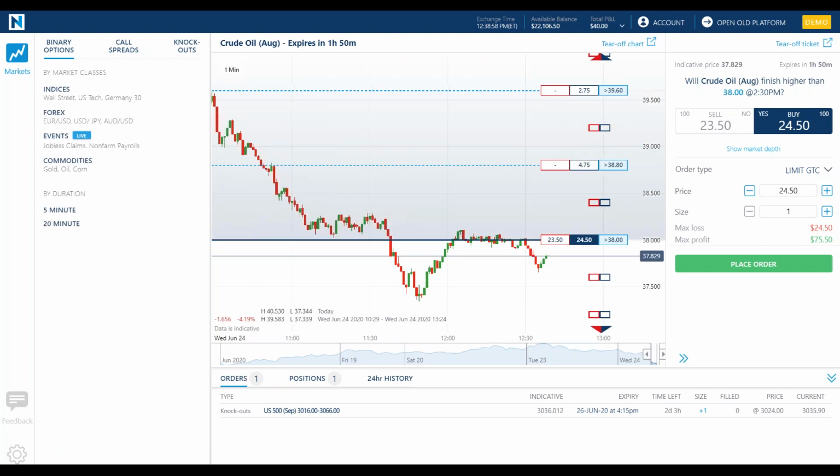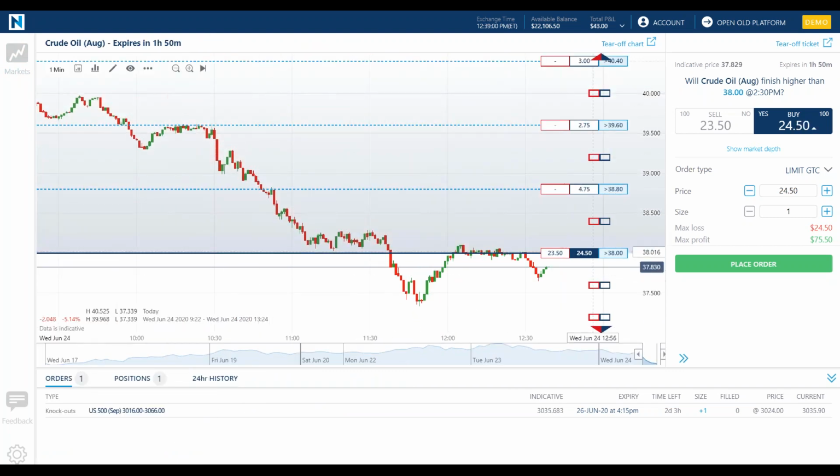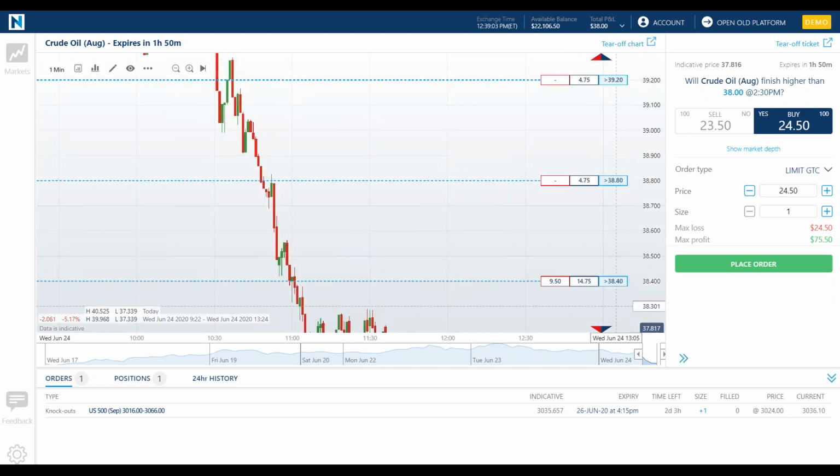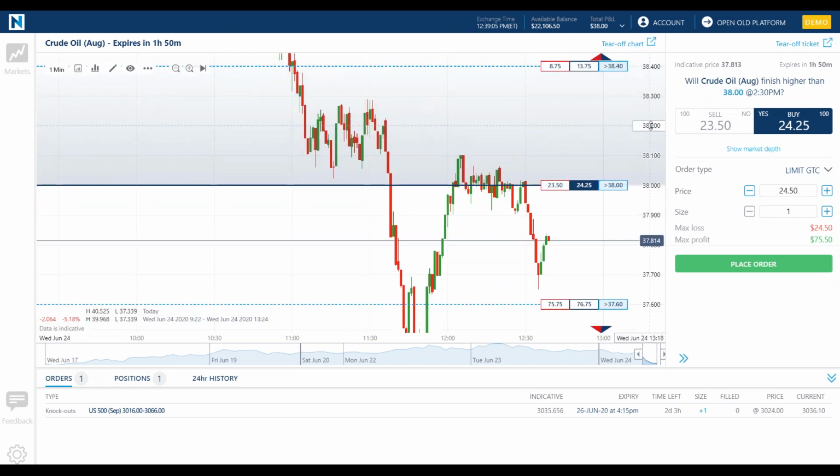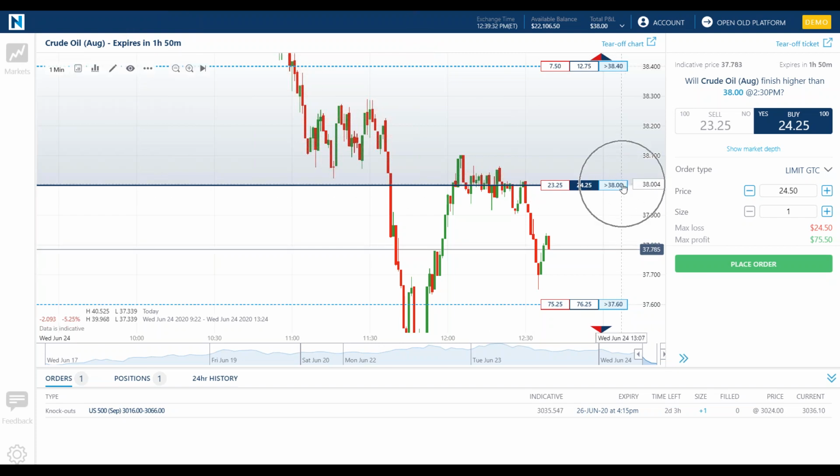I'm going to hide that down there. Now, what you are trading is what you are predicting the price of oil will be. It's a prediction. So the question here is, will oil finish higher and settle higher than $38 a barrel? And this expires in 1 hour and 50 minutes. In the next hour and 50 minutes, will it settle higher than 38?